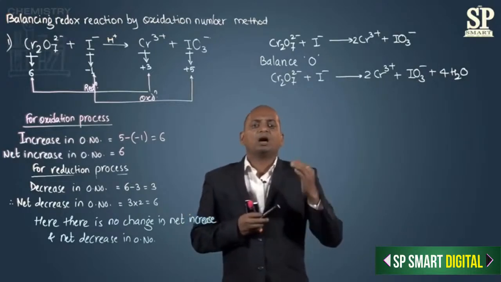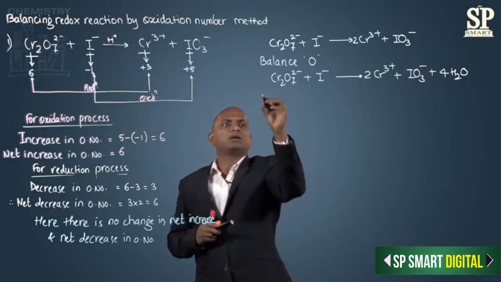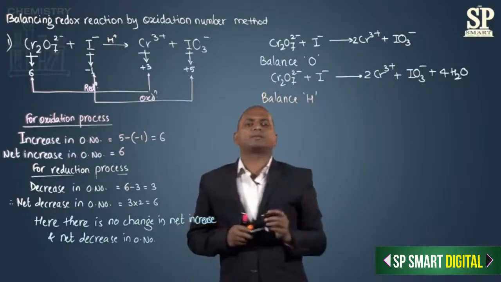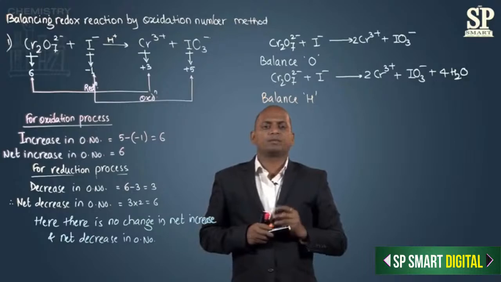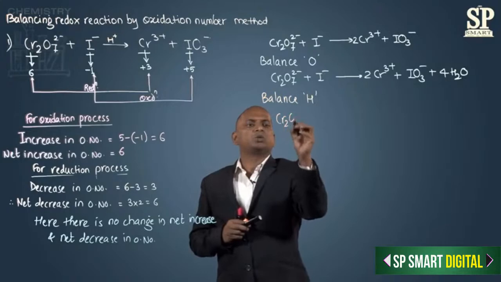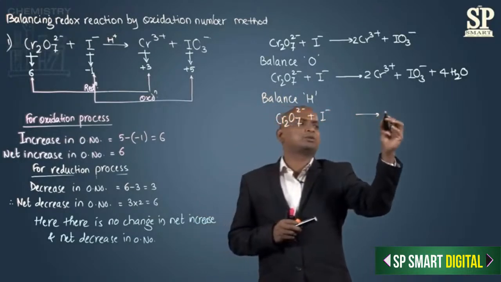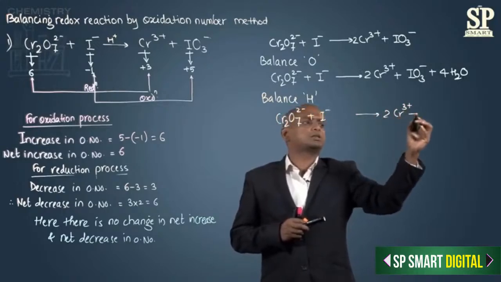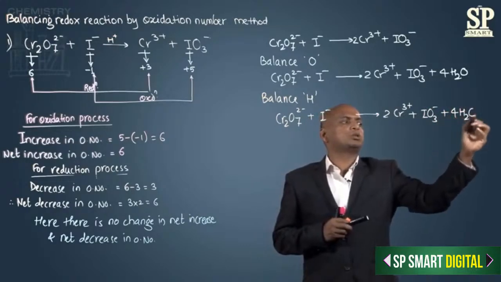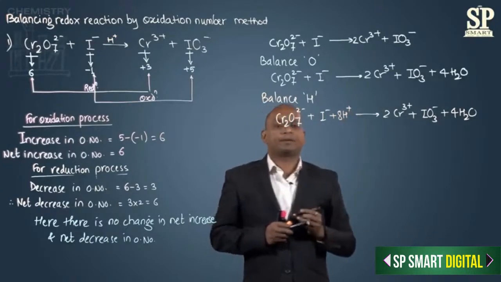After that, we'll balance the hydrogen, by adding H+ ions. Cr2O7 2- plus I- gives you 2Cr3+ plus IO3- plus 4H2O. So we have 8 H in the H2O, so I have to write 8H+ on this side.